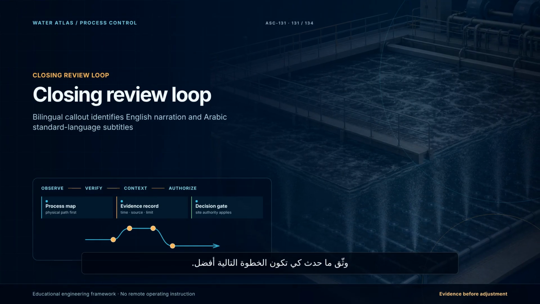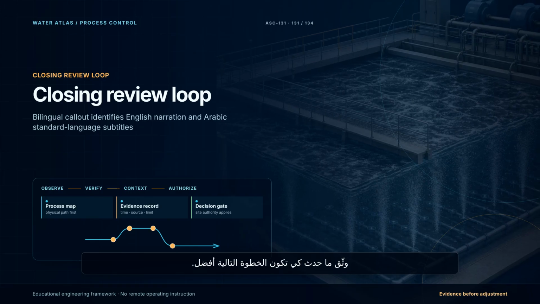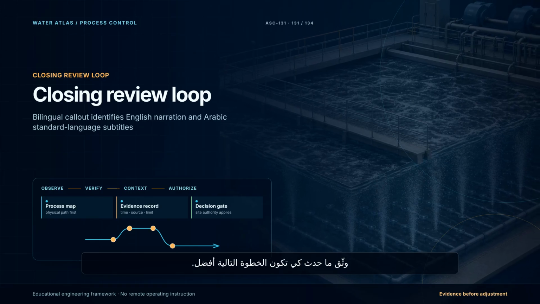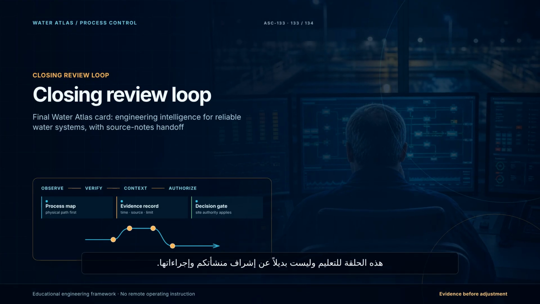Every case will be explicitly hypothetical. Every source-derived concept will have a corresponding reference in the episode package. Every site-specific decision will be framed as a question for the responsible facility team. Arabic subtitles will translate the intended meaning in clear modern standard Arabic, while preserving the scope limits rather than turning educational content into an operating instruction.